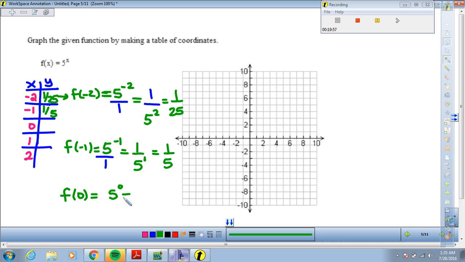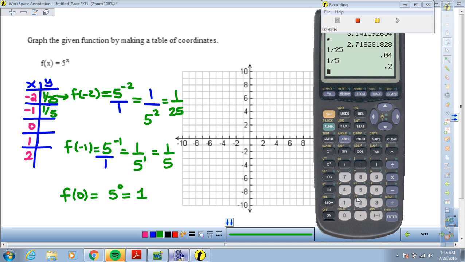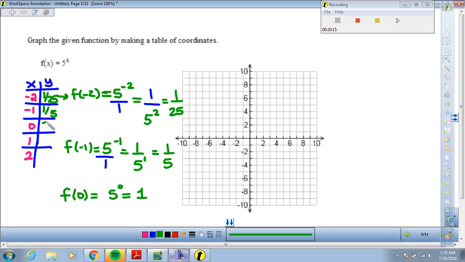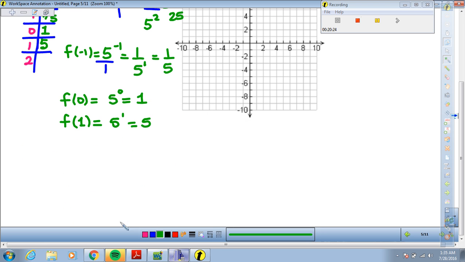f of 0. 5 to the 0 power. This is a definition. Anything that you raise to the 0 power, it could be a number, it could be a variable, the answer will always be 1. If you put it on the calculator, 5 to the 0 is 1. That's a definition. You must memorize that. And then f of 1, 5 raised to the first power, that's a simple one, just 5. And f of 2, 5 to the second power, 25.